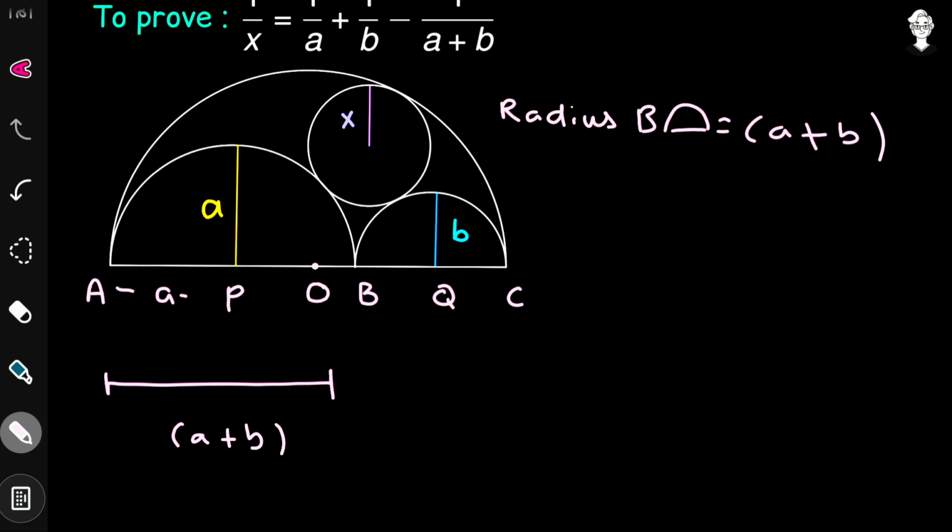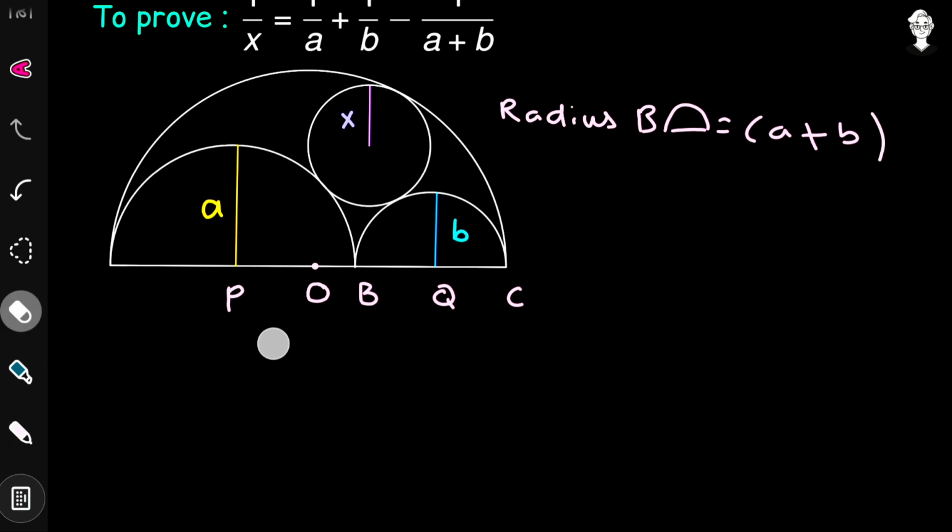The complete length AO is a plus b. AP is already equal to a, so the remaining length from point P to the point O is going to be equal to a plus b minus a, that is going to be equal to b. So that is the required thing. So I'm removing this and all this thing. From point P to the point O, the length is going to be equal to b. Similarly over here from point O to the point C, the length is a plus b.